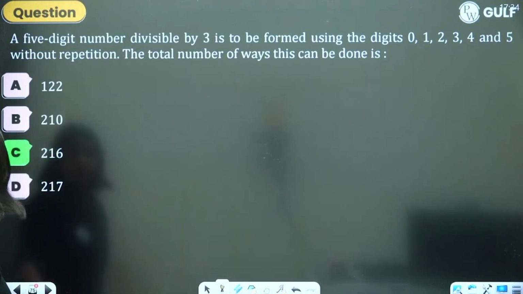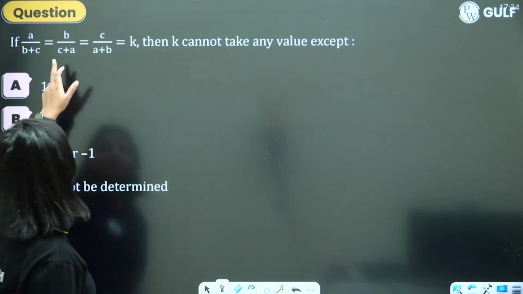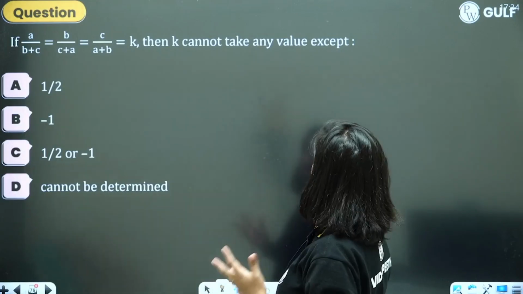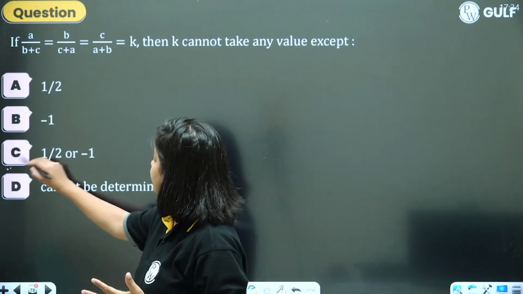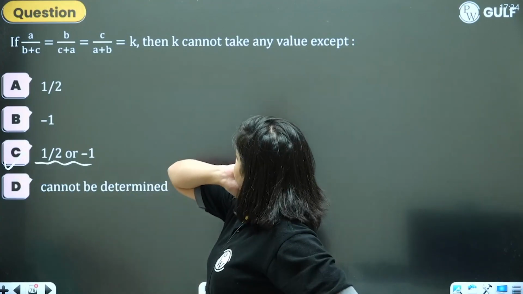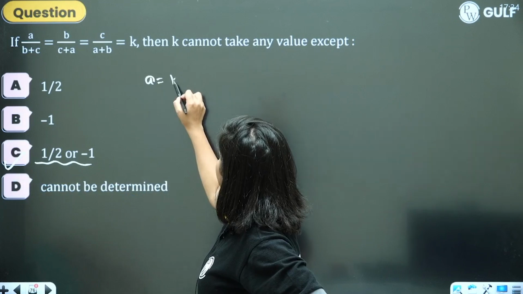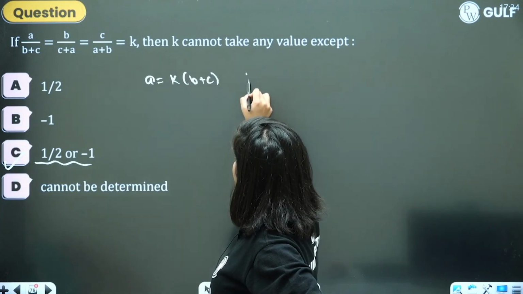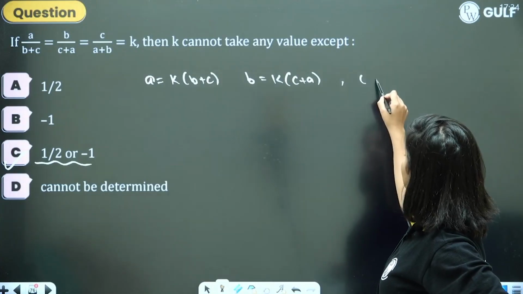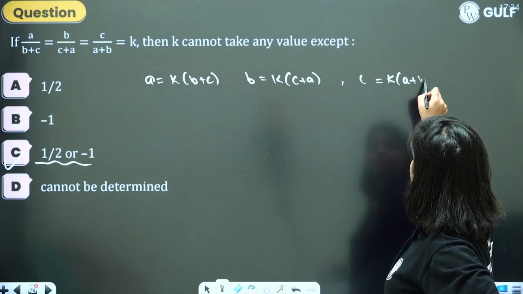Next one, bacho. If a upon b plus c equal to b upon c plus a equal to k, then what is the value? Then k can take any value except, the answer is half or minus 1. And how do we get that? Okay, a is equal to k times b plus c, b is equal to k times c plus a, and c is equal to k times a plus b.